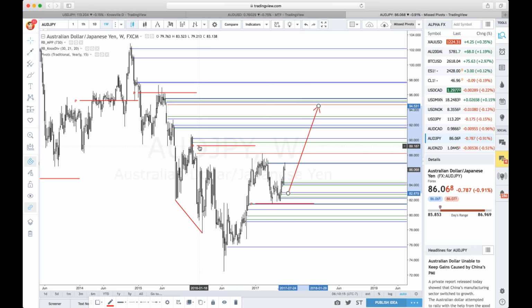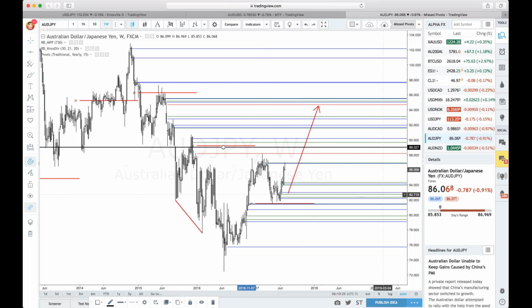And check it out. We have the 2016 yearly pivot at 89. I absolutely think that level will be hit. I'll say it right here. Of everything that I've said today, I think it's likely we're going to see 89 on the Australian dollar, Japanese yen.